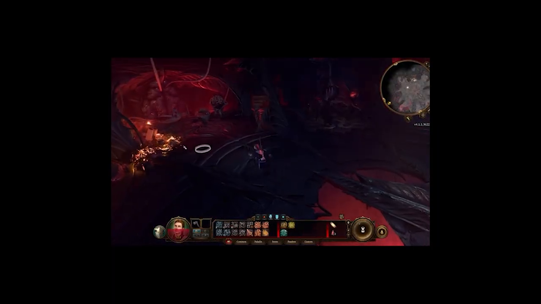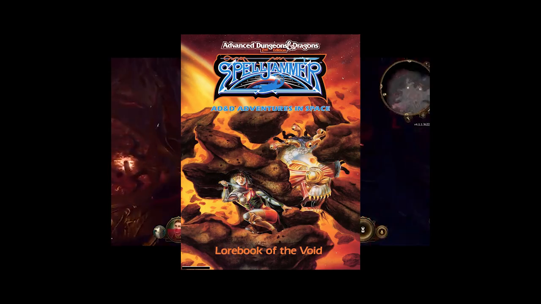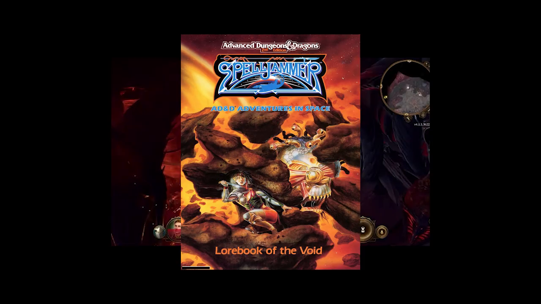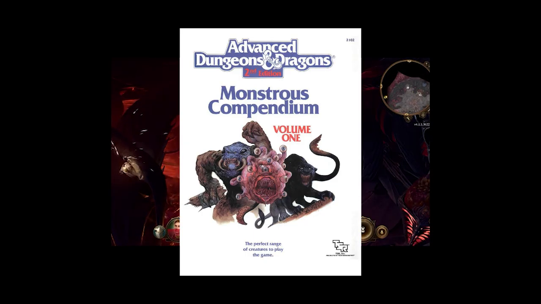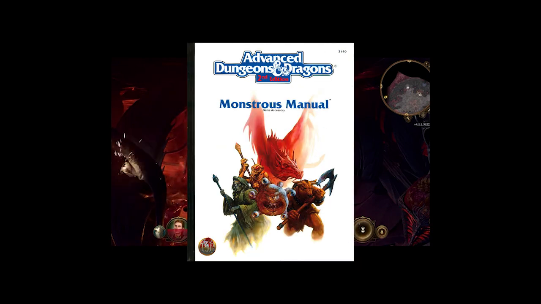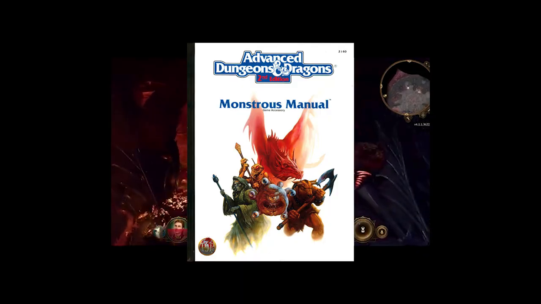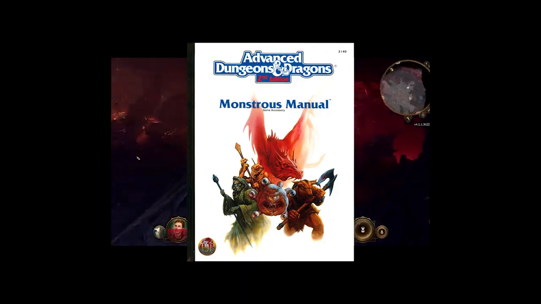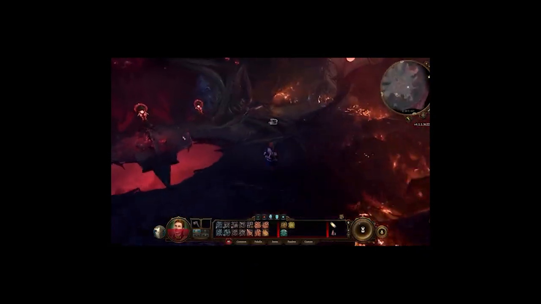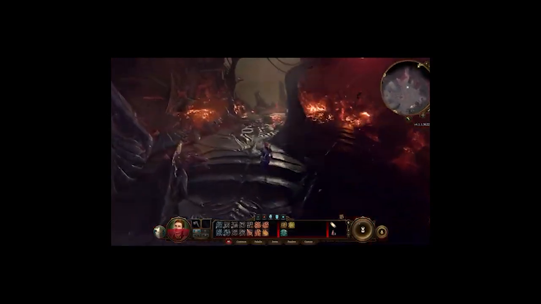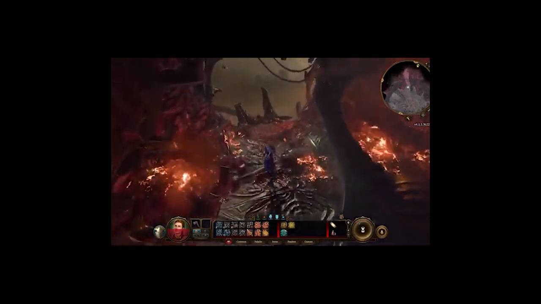For an example, there was a lore book published back in 1989 called The Lore Book of the Void, and another lore book, or I would say a monster manual companion, the Monstrous Compendium Volume 1, also released in 1989 and then reprinted back in 1993 as the Monstrous Manual. That's where we would see most of its iconic lore that we know today.